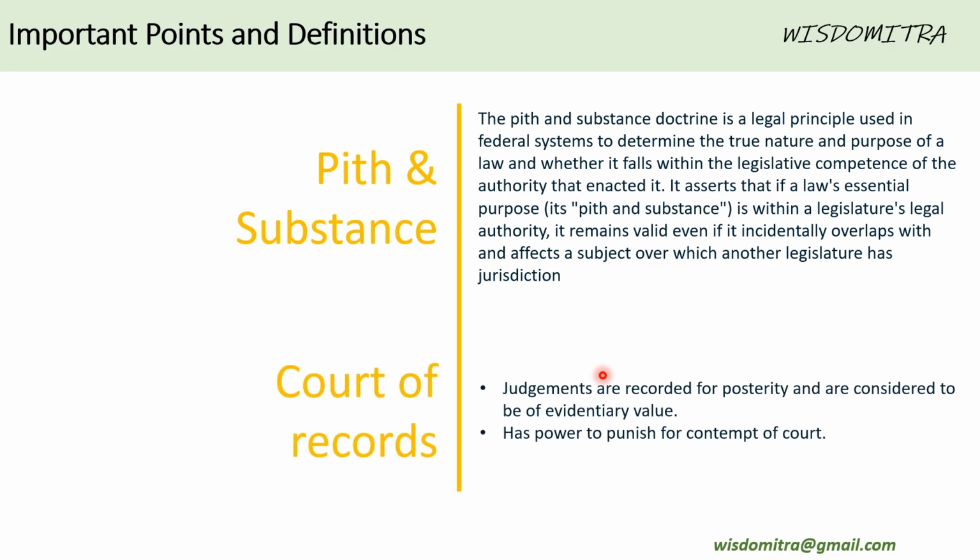Court of records. So any court that fulfills these two things is considered to be court of records. In India, Supreme Court and High Courts are considered to be court of records. Judgments are recorded for posterity and are considered to be of evidentiary value. That is, it's considered to be an evidence. Second is it has power to punish for contempt of court. So if these two things are there, then a court is considered to be court of records.